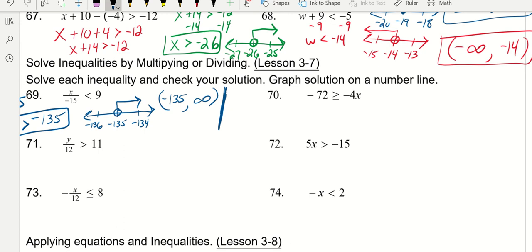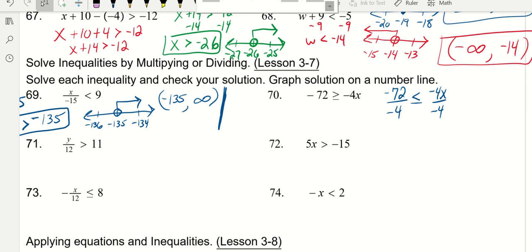Number 70. Again, we have a negative. We're going to have to divide by a negative, so let me step off to the left here. Negative 72, negative 4x, I'm going to divide by negative 4 on both sides. And when I divide by a negative on both sides of an inequality, you have to flip your sign. It was greater than or equal to, now it is less than or equal to.